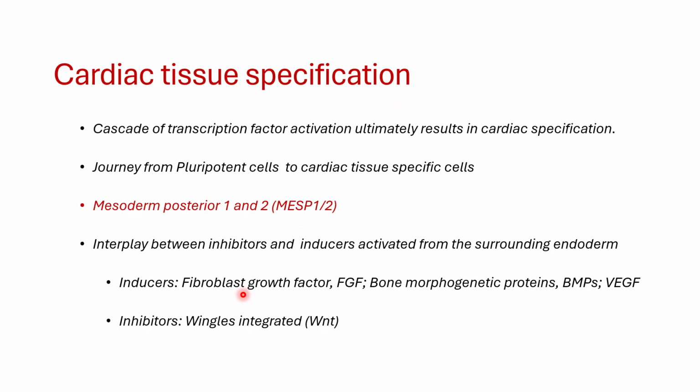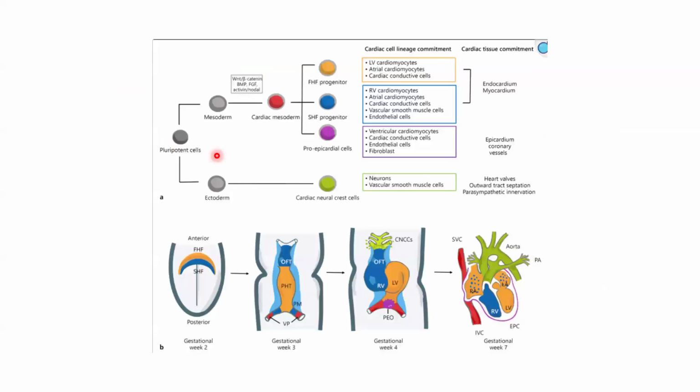And the signals that usually trigger the specification of cells for building the heart itself are usually what we call the mesoderm posterior 1 and 2 triggers. This is important in transforming the pluripotent cells into mesodermal cells.